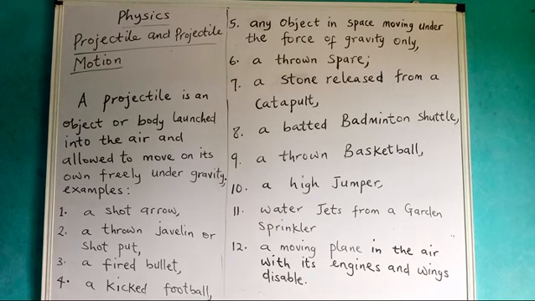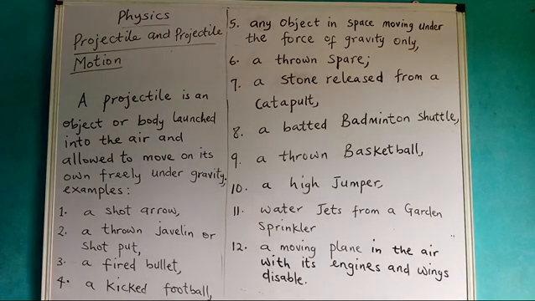Now, we have so many examples of a projectile. A kicked football is an example. A thrown basketball, a thrown javelin, a batted badminton shuttle, a high jumper, a batted ping-pong ball, a thrown shot put, a bullet shot from a gun, a thrown spear, a shot arrow, a stone released from a catapult, a moving plane in the air with its engine and wings disabled, any object in space moving under the force of gravity only, water jets from a garden sprinkler. You can see all these are some of the examples of a projectile.